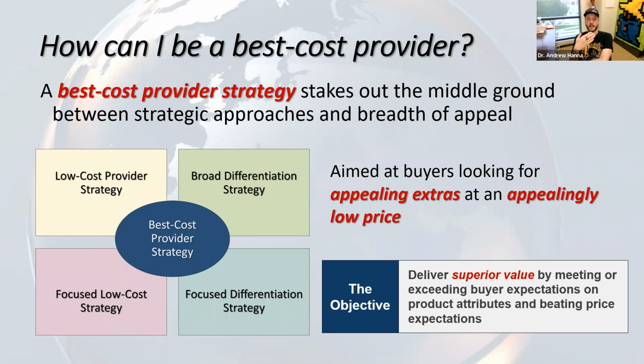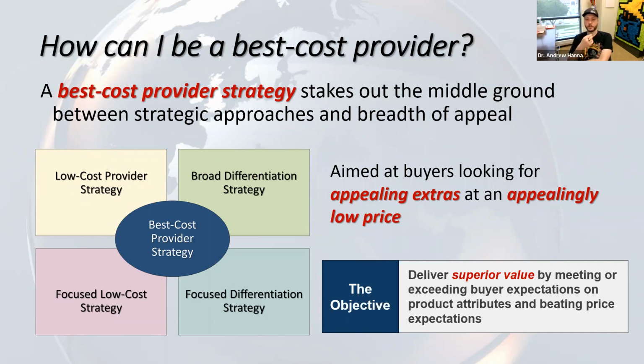Our buyers might want appealing features, high performance, good quality, good service, some of these kinds of things. We're going to try to offer those as a best cost provider, but we're also going to be focused on charging a lower price for those attributes than our rivals do. So if we're going to profitably employ a best cost provider strategy, we have to incorporate really attractive upscale type attributes or services, but we've got to offer them at a lower cost.